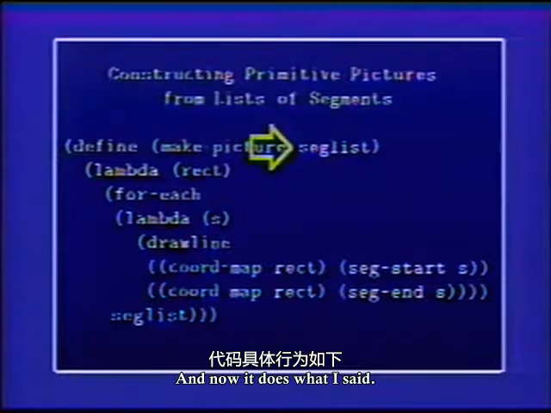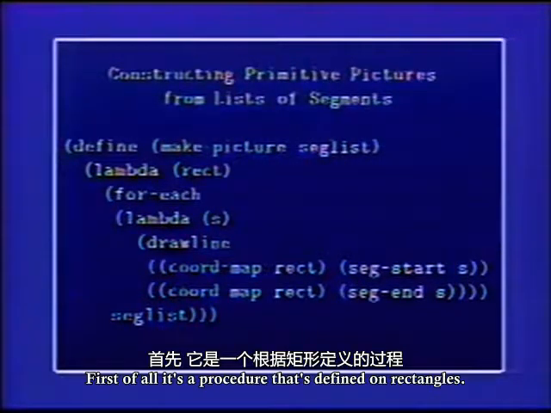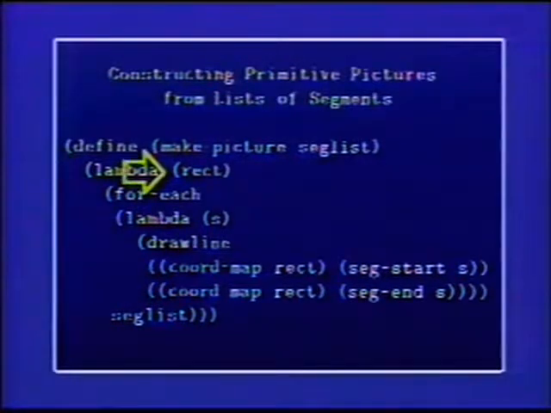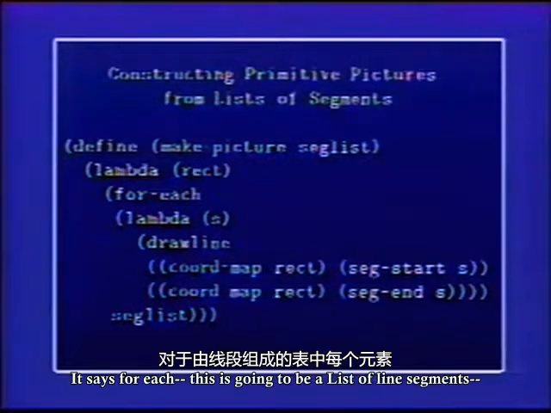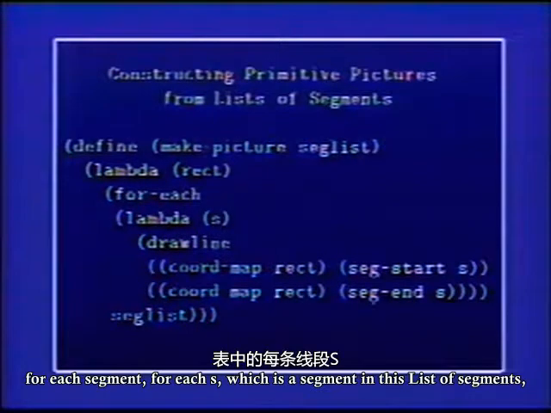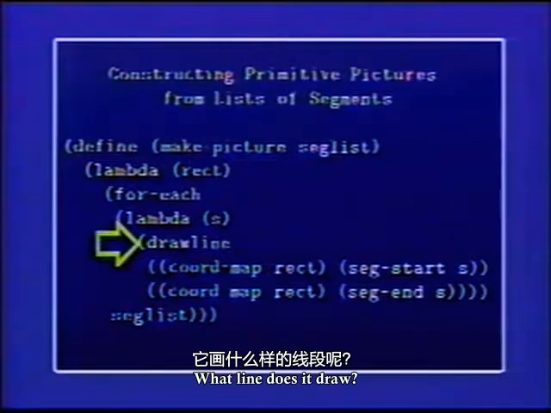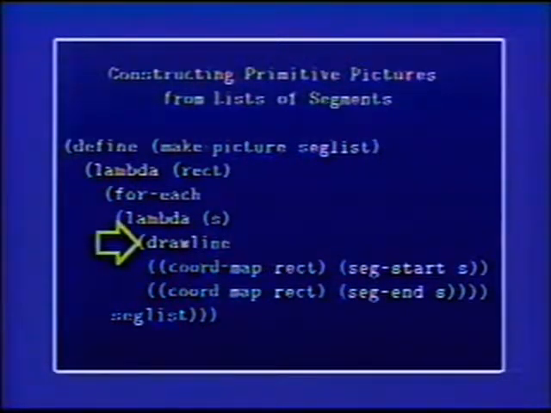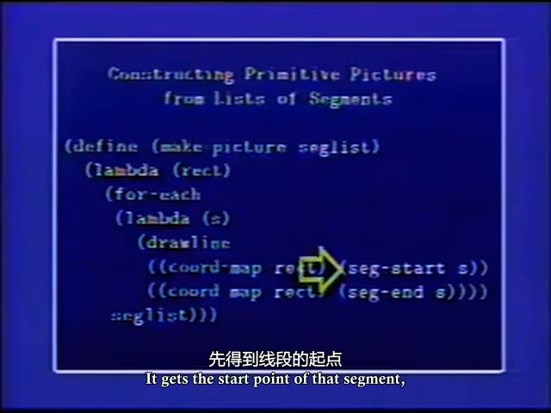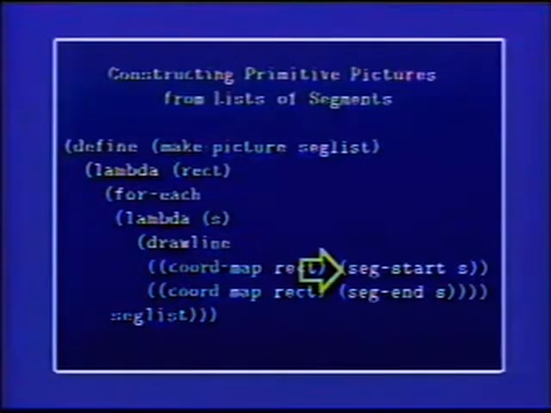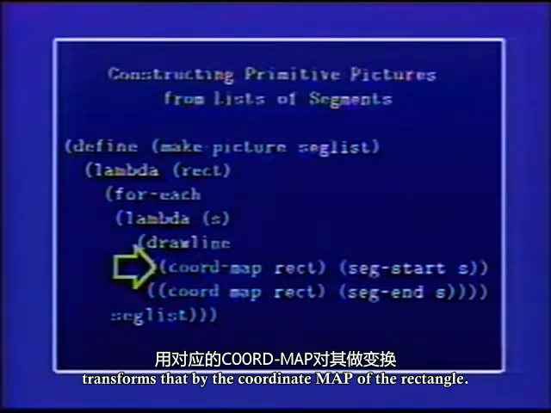And now it does what I said. What does a picture have to be? First of all, it's a procedure that's defined on rectangles. What does it do? This is going to be a list of line segments. For each segment, for each S in this list of segments, it draws a line. What line does it draw? It gets the start point of that segment, and transforms that by the coordinate map of the rectangle.